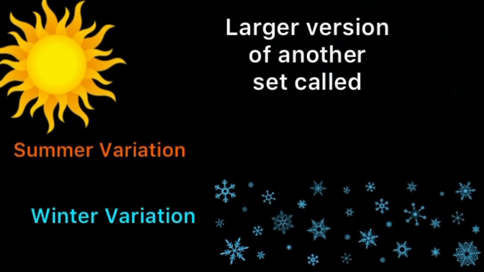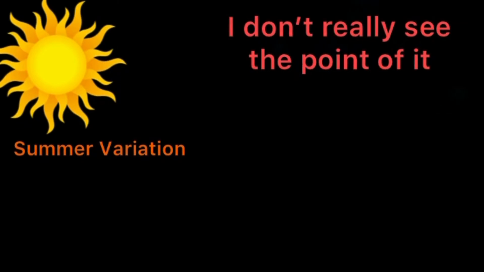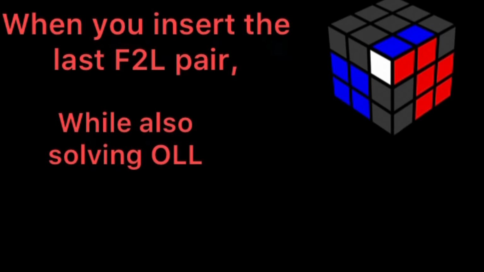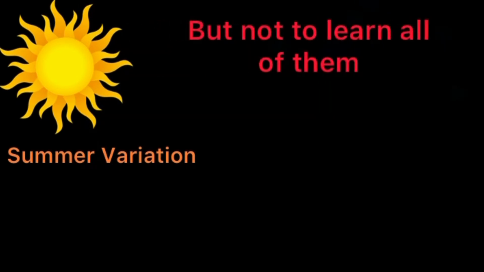In 5th place is Summer Variation, and this is a larger version of another set called Winter Variation, and I'm going to be honest, I don't really understand the point of it. Basically, it is when you insert the last F2L pair while also solving OLL, which sounds good, however it is a lot easier just to do OLL afterwards. I see the reason to learn the easy Summer Variation cases, and that can be quite helpful, but not to learn all of them, as it could be hard to recognise during solves.